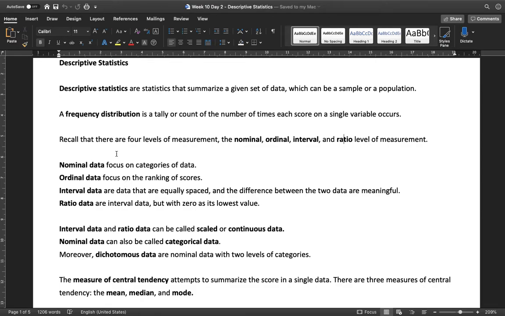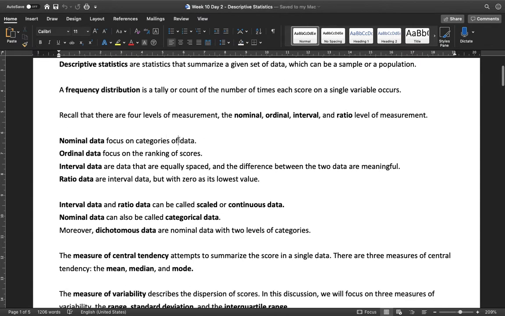Kapag sinabi nating nominal data, it is focused on categories of data. So, mga categories like favorite color, favorite food, opinion, yes or no, or maybe in a particular situation, or preference na preferred school, preferred university, for instance, preferred brand of laptop, something like that. So, nominal data yun kapag puro categories, puro qualities ang kinukuha nating data.